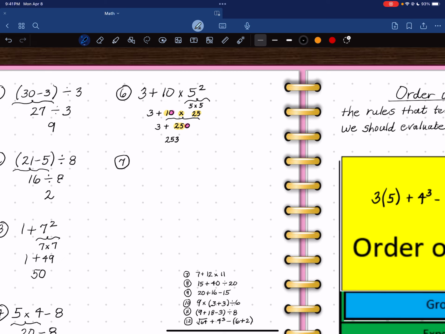Number 7, I have 7 plus 12 times 11. So we will do no grouping symbols, no exponents or roots. So multiply or divide. 12 times 11 is 132. Bring down the 7 and the plus sign, and then add or subtract to get 139.